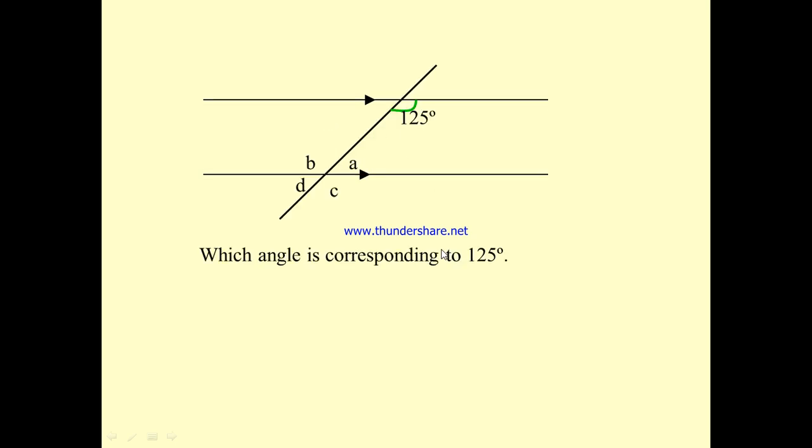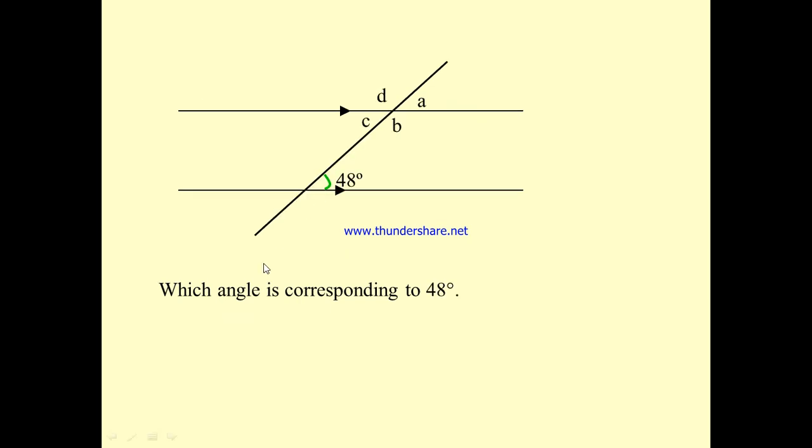Let's take an application. Which angle is corresponding to 125? Here are parallel lines. Search for F shape. Okay, this one is below the line, so below the line C is equal to 125. Another one, which angle is corresponding to 48? Okay, let's search. This one is above the line, so take F shape, which is in this shape. Okay, so A is equal to 48. These are equal corresponding angles.